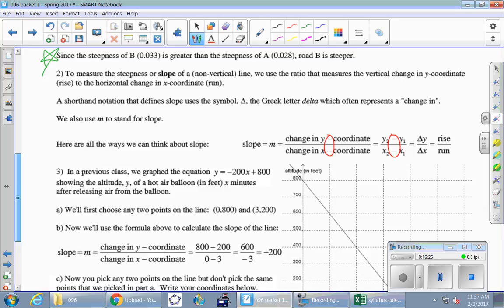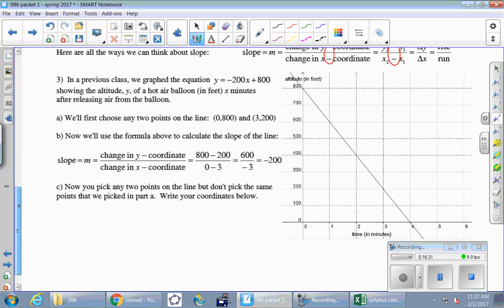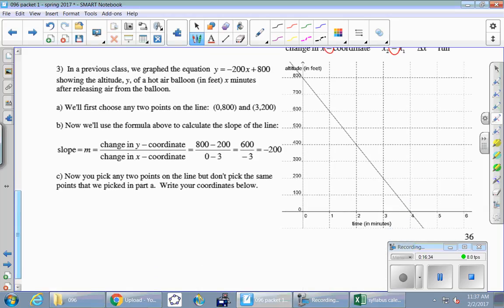Yeah. Okay, let's take a look at number 3 here, and I think we'll get partway through this problem, and then we'll pick it up next time. So here we go. In a previous class, we graphed the equation y equals negative 200x plus 800, showing the altitude y of a hot air balloon in feet, x minutes after releasing air from the balloon. Remember this? So time was passing on the horizontal, and this balloon, what is it doing as soon as you start releasing the air? It is falling, right? Initially, 800 feet off the ground. What does this 4 mean? 4 minutes in, it is 0 feet off the ground, or on the ground.